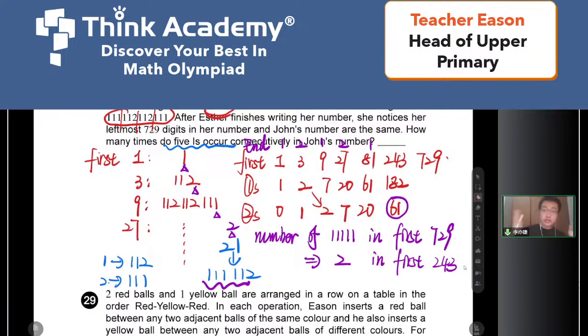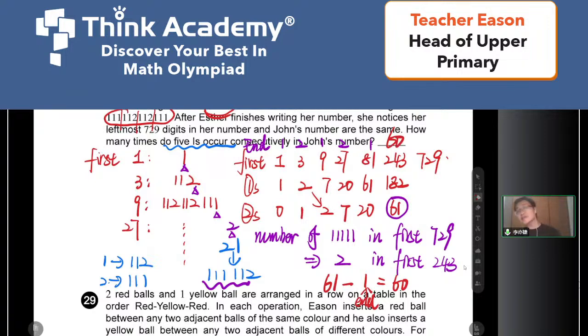But all the 2s in front of it can make 5 consecutive ones. So then we use the 61 minus the 1 at the end. So totally, there are 60 2s before the last one. Then together they will make 60 consecutive 5 ones in the first 729 digits. So the answer is 60.